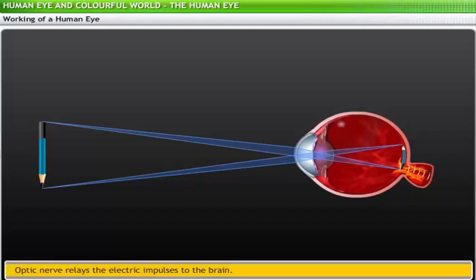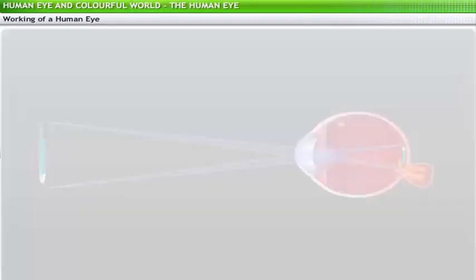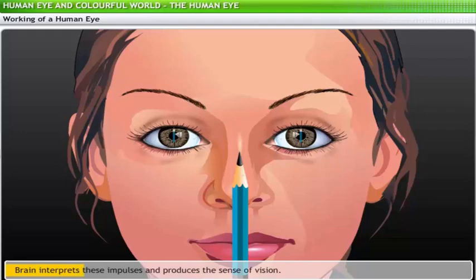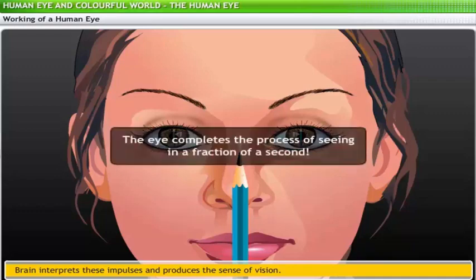The electric impulses from the retina are relayed to the brain by the optic nerve. These impulses indicate the brightness and color of the image to the brain. The brain interprets these impulses and produces the sense of vision. Sounds like a long process, doesn't it? The amazing thing is that the eye completes this process in a fraction of a second, enabling us to see.